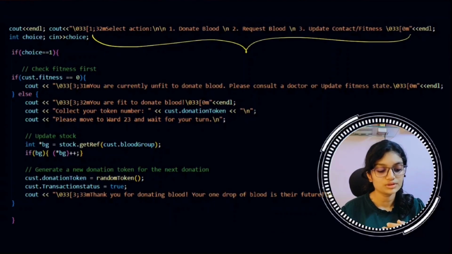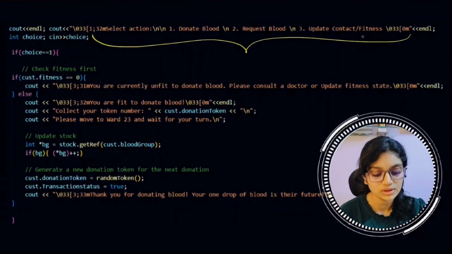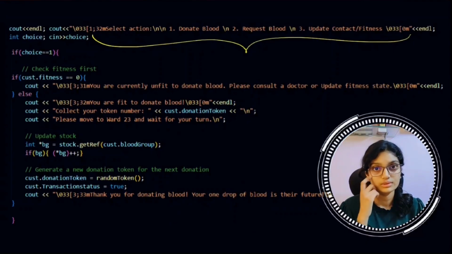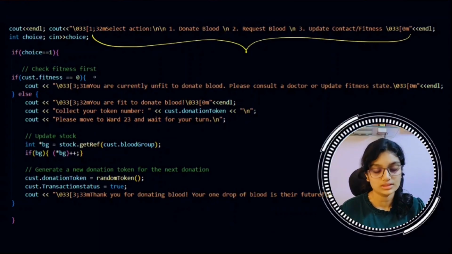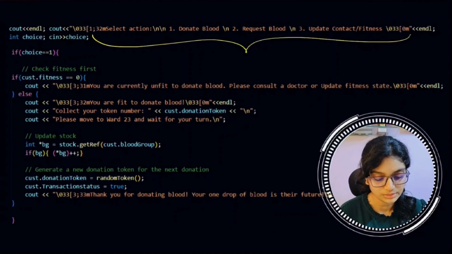So according to the choice of the user, the corresponding code block would work. So he or she may opt to donate blood, request for blood, or update contact or fitness. So according to choice 1, that is, the donation code block would be executing. So first of all, the fitness will be checked. If the fitness is 0, that is the customer is unfit, then he would not be allowed to donate blood.